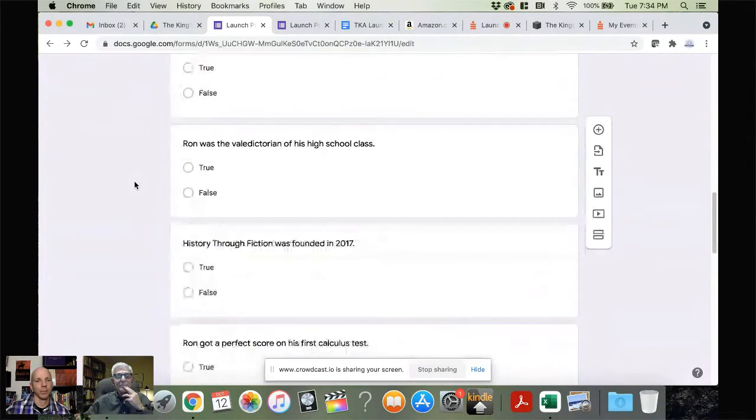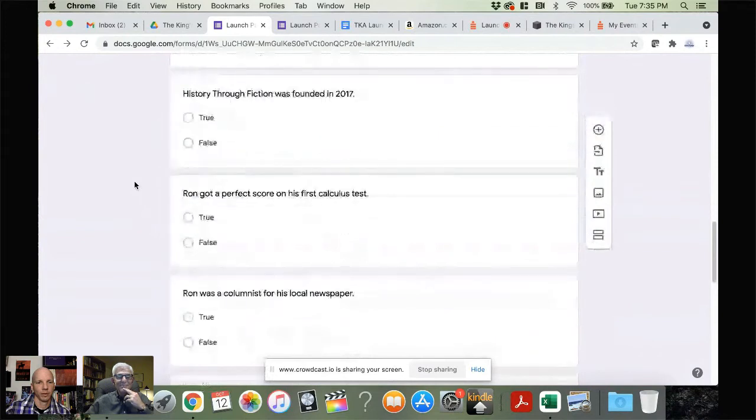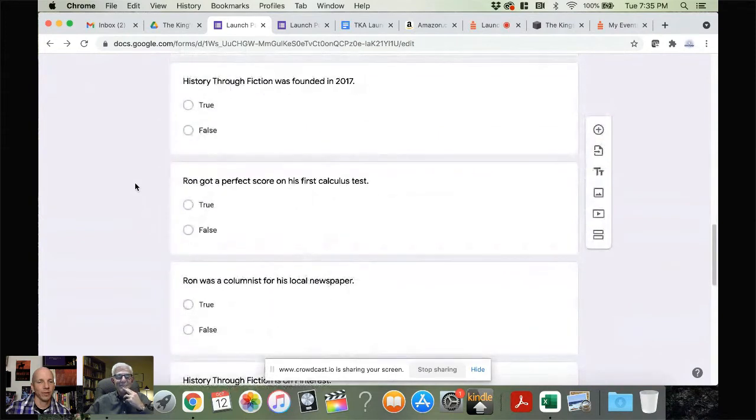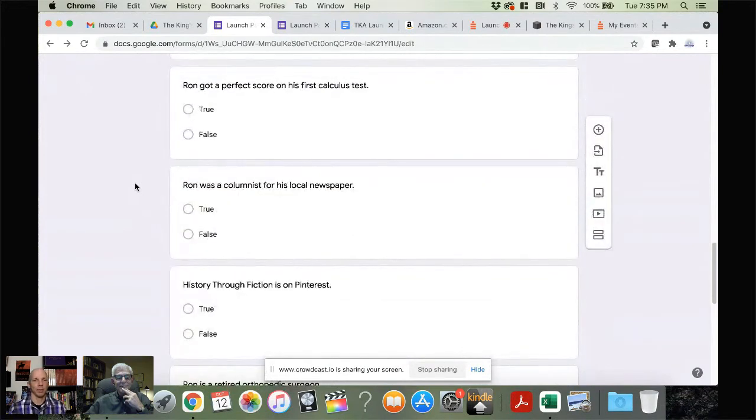Next one is about the publisher. History Through Fiction was founded in 2017. You'd have to know Ron really well to know the answer to this one. Ron got a perfect score on his first calculus test. If you're paying attention at the beginning, you'll know this one. Ron was a columnist for his local newspaper.